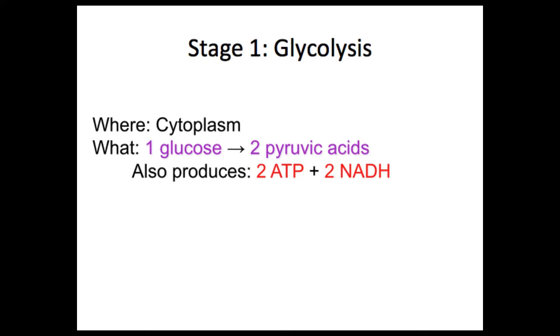Glycolysis occurs in this fluid matrix, and what does it do? It takes our glucose. Remember, glucose was produced during the carbon reactions of photosynthesis, and it's going to break down that glucose into 2 pyruvic acids. In addition, glycolysis is going to make a little bit of ATP and a little bit of NADH, which is one of these electron carrier molecules, fully loaded with electrons.